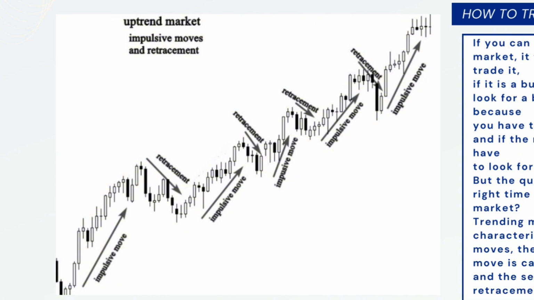Looking at the image on your screen, you can see this buy move is the impulsive move, and then this small sell move here is the retracement. The buy move is impulsive, the small sell is the retracement, and then the impulsive move. All right, so let's keep on going.